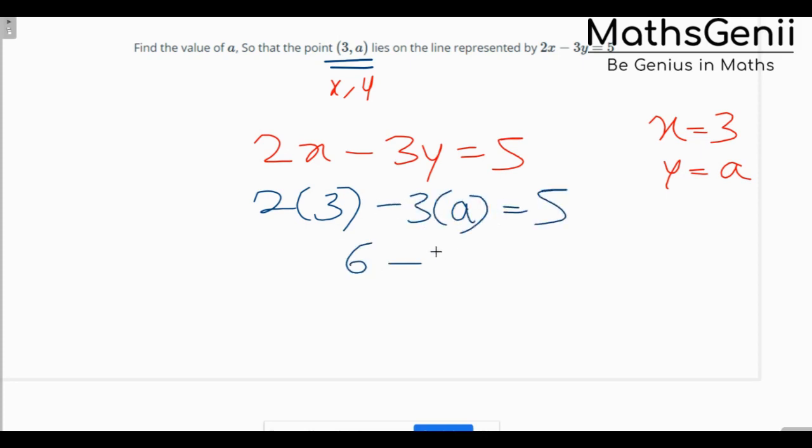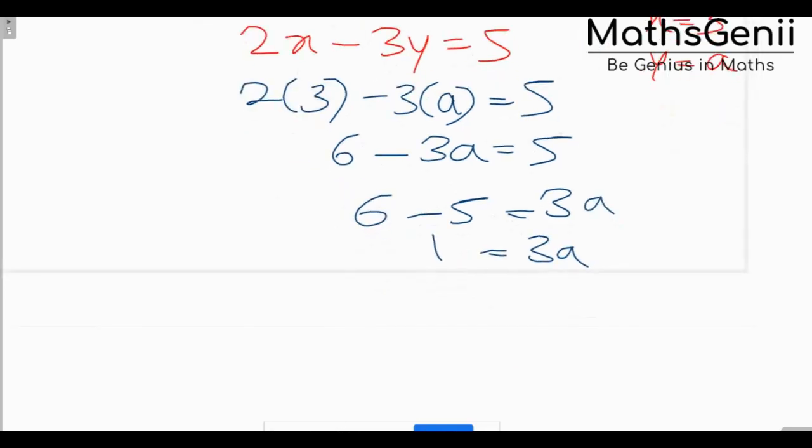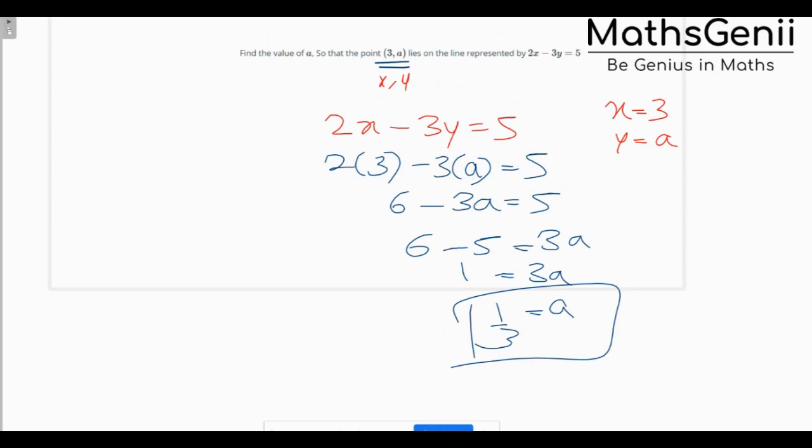So 6 minus 3a is equal to 5. Plus 5 comes here minus. Minus 3a goes there, becomes plus. 1 is equal to 3a. A is equal to 1 upon 3. Extremely simple question.